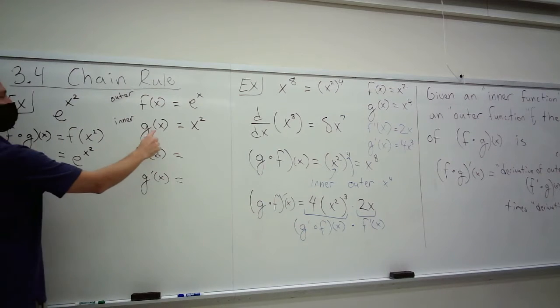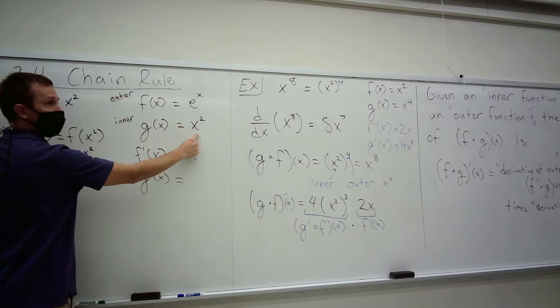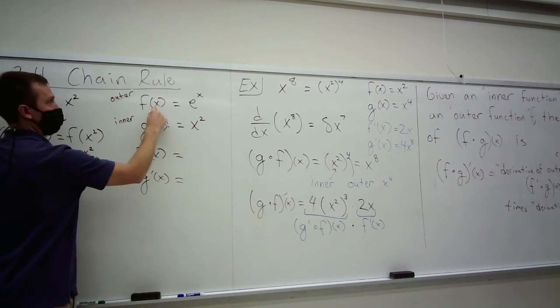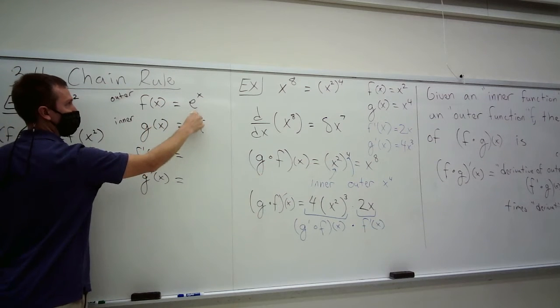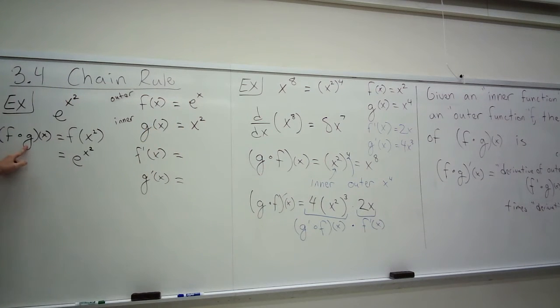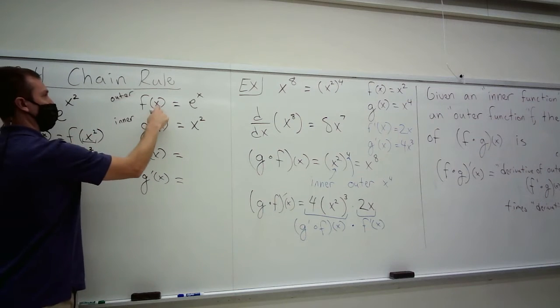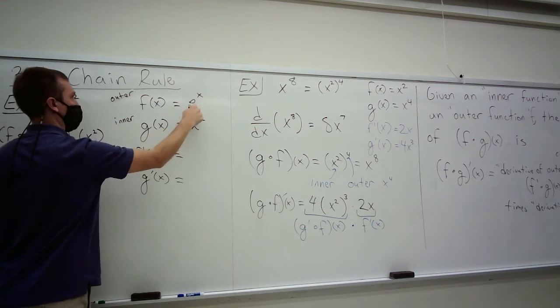G says, given a number, we're going to square it. F says, given a number, we're going to take the exponential e to that number. The number that f receives has been modified. F gets the modification of the original input by g, and g squared it. So now this is our input into f, and f says whatever this is, we're going to take the input and use it as the power of our natural base.